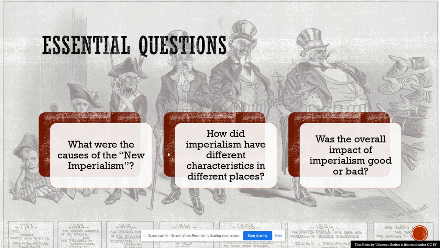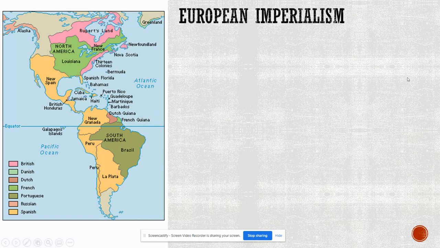So, essential questions. The first one you'll have to answer after the questions, your online questions. What were the causes of the new imperialism? Second one, how did imperialism have different characteristics in different places? And the third one was the overall impact of imperialism good or bad?